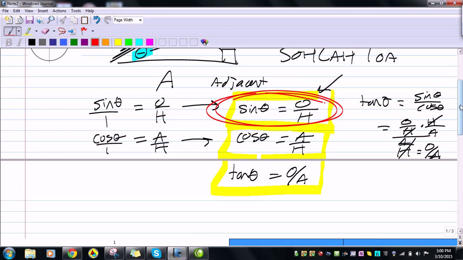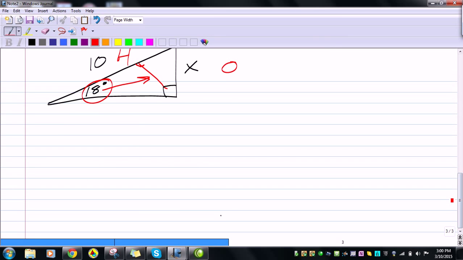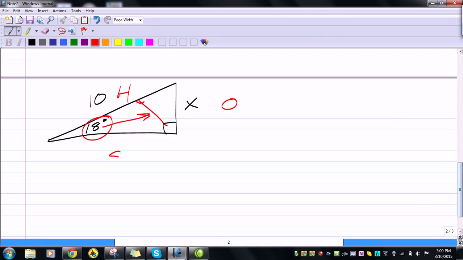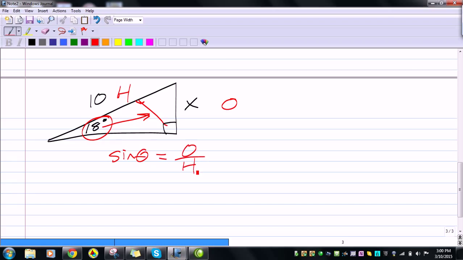So I'm going to set up the following equation, based on SOH of SOH CAH TOA. Sine of the angle theta is equal to the ratio of opposite to hypotenuse of that right triangle. Now I'm just going to fill in numbers. 18 is my angle, in degrees. Opposite is what I'm looking for, and hypotenuse is 10. So there I have a little equation with only one variable, x. Therefore I can solve for that variable by multiplying both sides by 10.